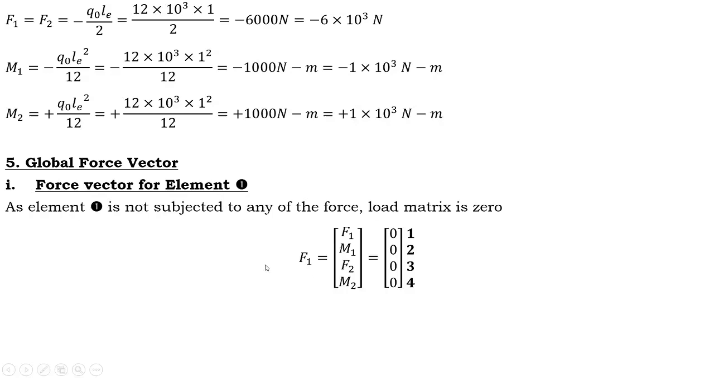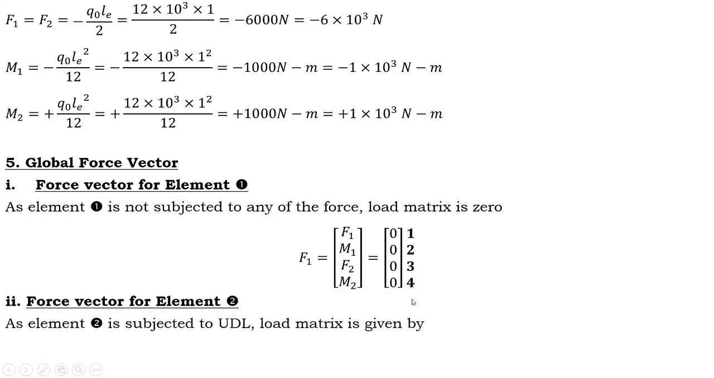Therefore my first element is not subjected to any force, so it is all 0. And the four displacements associated with the first element are 1 2 3 4. So that is what I have written here. That will be helpful when we are doing the assembly of the total global force vector. So this is 1 2 3 4. Similarly, I need to calculate the force vector for the second element, where I am subjected to UDL.